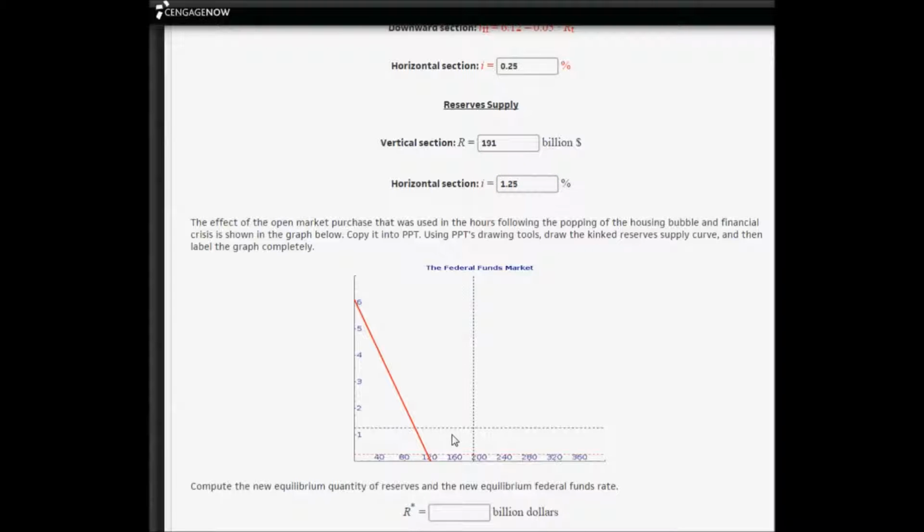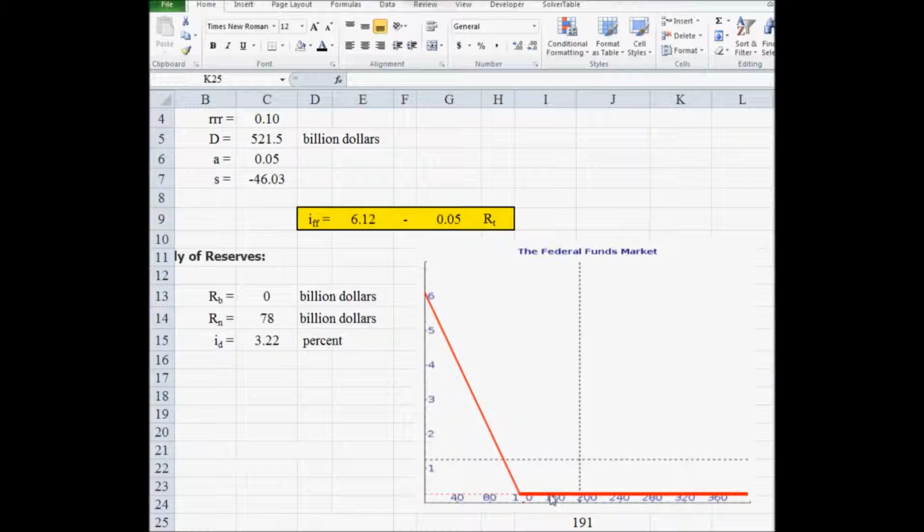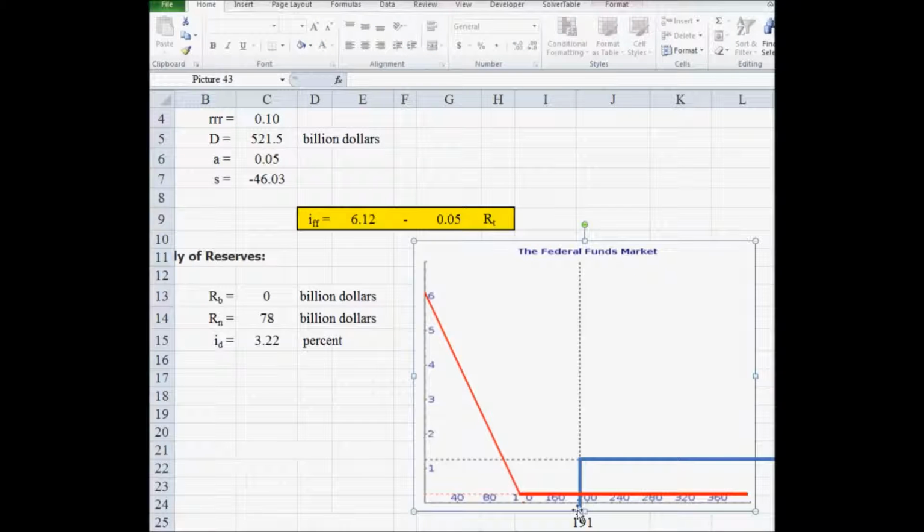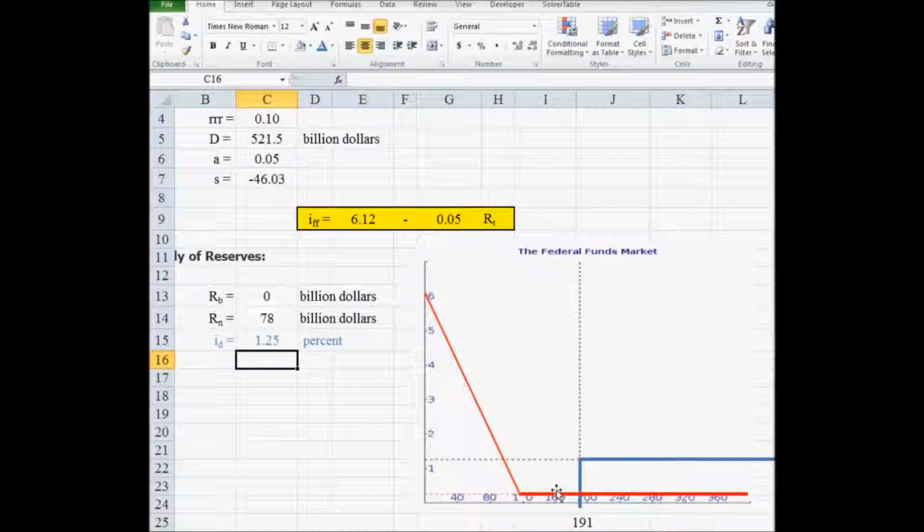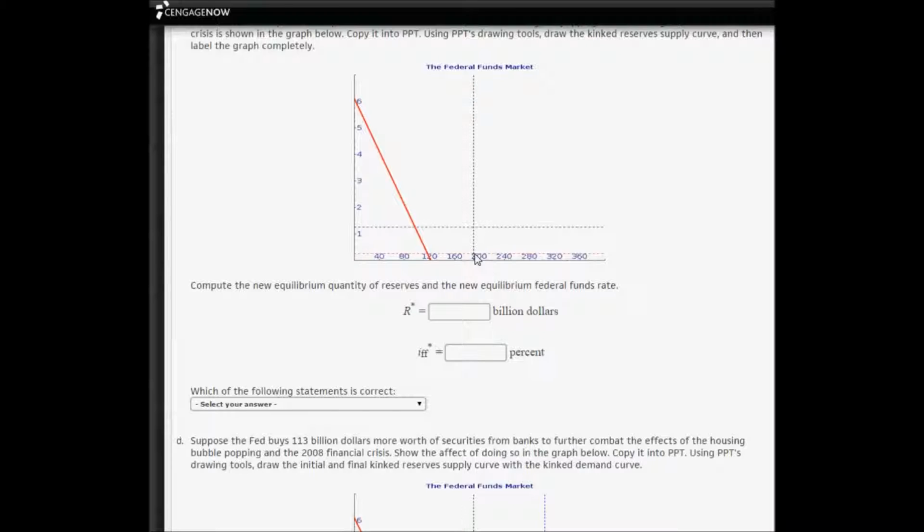I've copied and pasted this diagram here into Excel. Here I've added the flat kinked portion of the demand curve that is at the height of interest on reserves, 0.25%. The supply curve is kinked at $191 billion and then goes to the right at the new discount rate of 1.25%. The new equilibrium, which occurs right here, the intersection of the kinked demand curve and the kinked supply curve, has an equilibrium quantity of $191 billion and the federal funds rate equal to 0.25%.